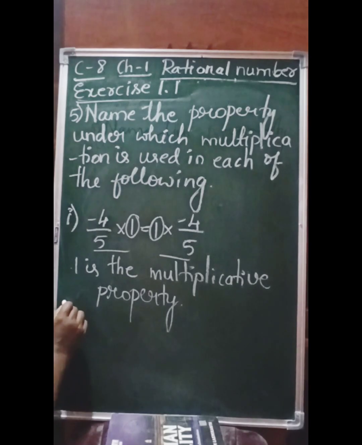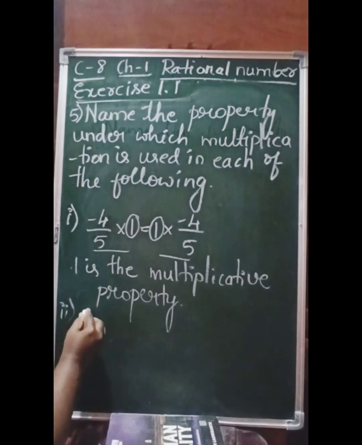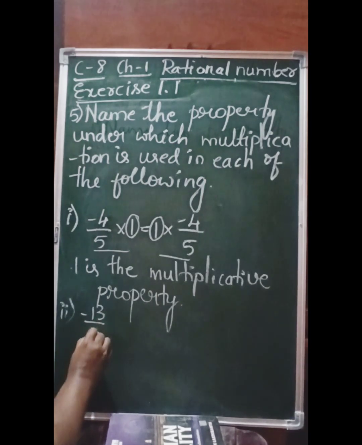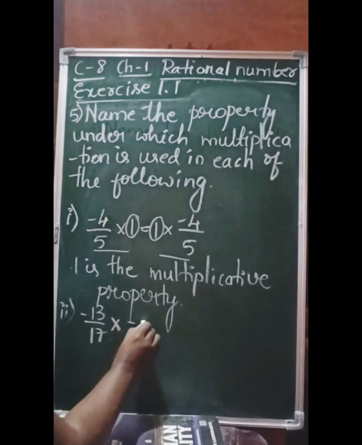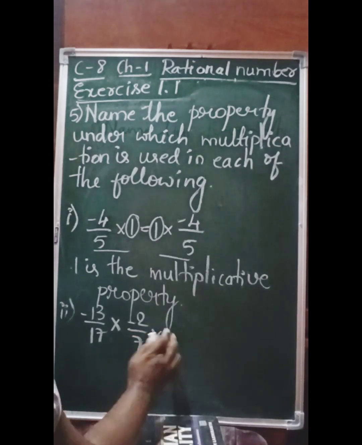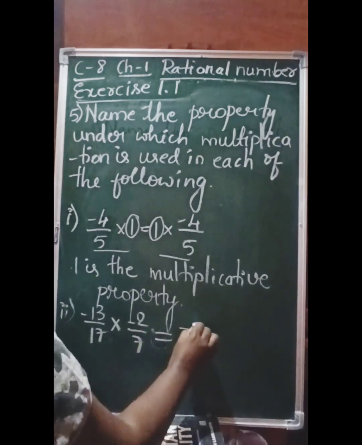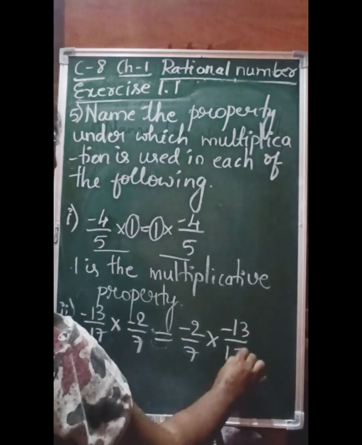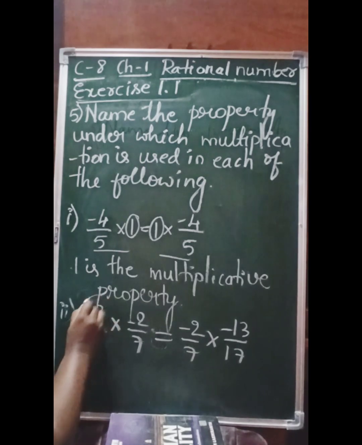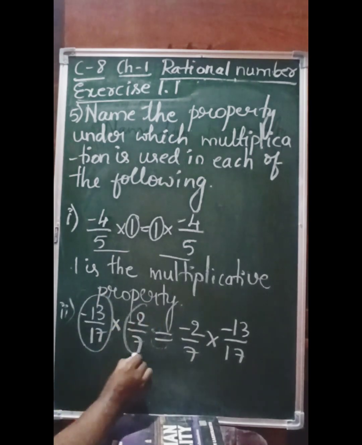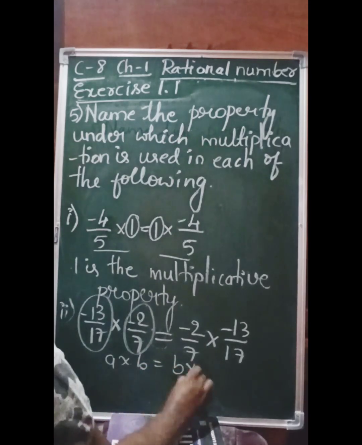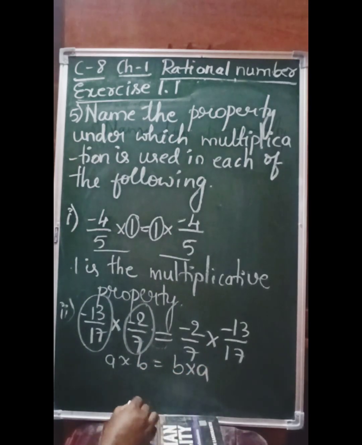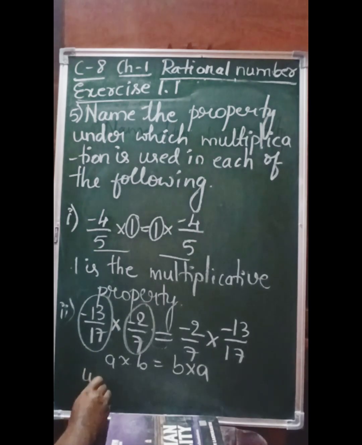Consider the second one. The second problem is minus 13 by 7 into minus 2 by 7 equals minus 2 by 7 into minus 13 by 7. See here, consider this term as A and this term as B. So A into B equals B into A. So what kind of property is this? Obviously it is the commutative property.